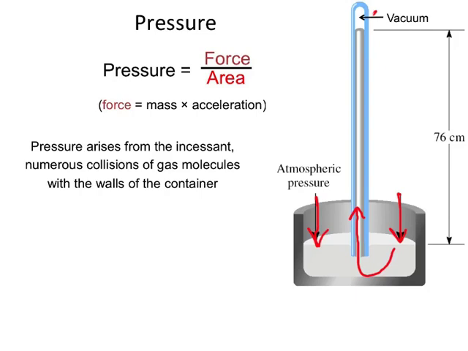You want to use mercury for this because mercury is very dense and it's a liquid, and so the height is manageable. 76 centimeters is something you can have in your house. If you were to try to do this same thing with water, the height of the water column would be about 34 feet, which is kind of a pain to try to have indoors.